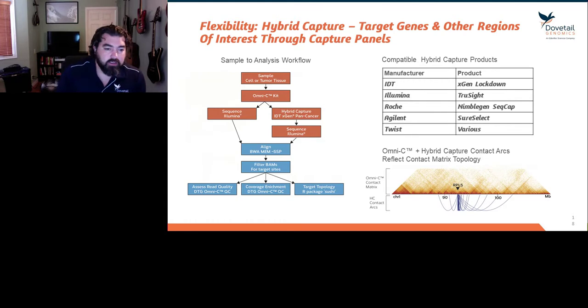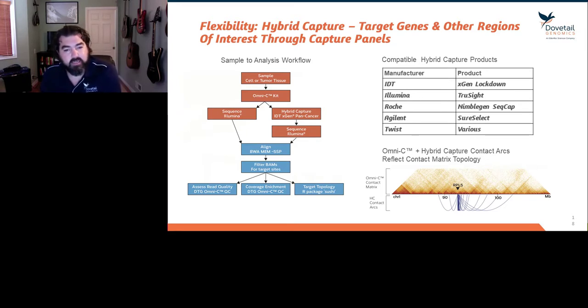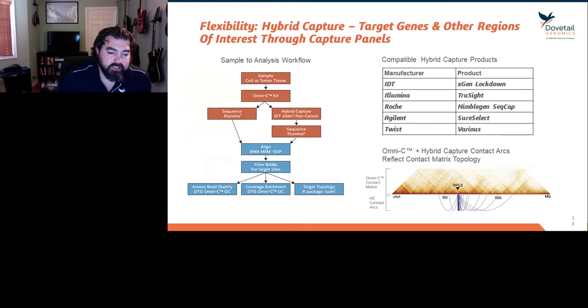And one of the last things that we really want to point out here is that you can hit this data type with a hybrid capture panel. Historically, because Hi-C data use restriction enzymes, you had to really redesign your probe set to incorporate a restriction site. Because we don't rely on those, you can take off-the-shelf products here, like Xgen Lockdown and TWIST, or really any other hybrid capture panel, and apply it to the data.